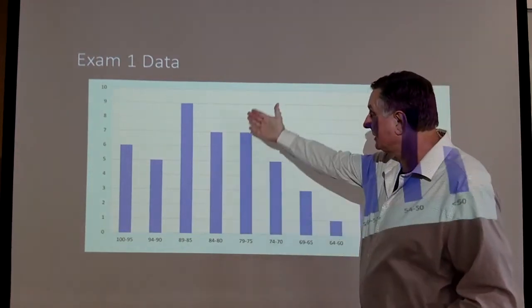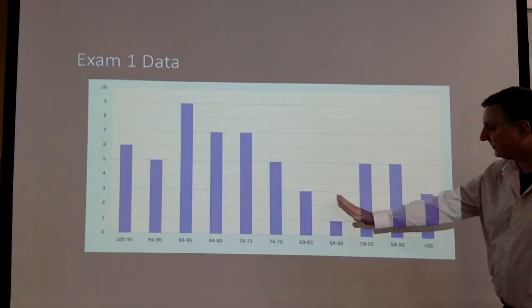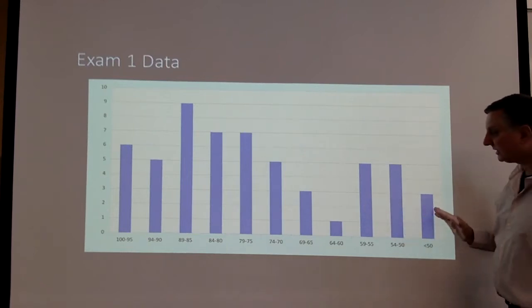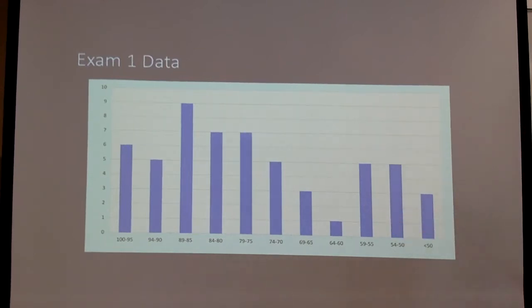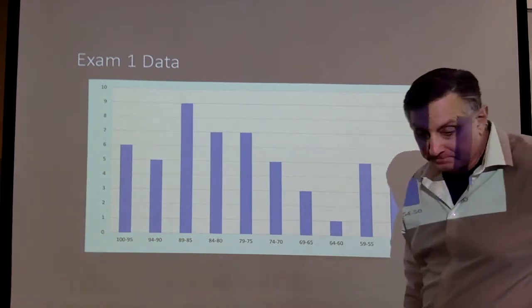We had a good chunk in the B range, a good chunk in the C range, and we have a significant population down here. This is a little bit concerning to me, that we had 13 people score below 60.